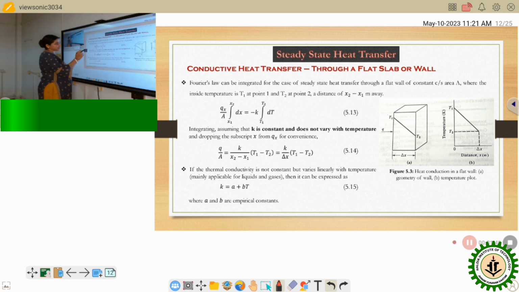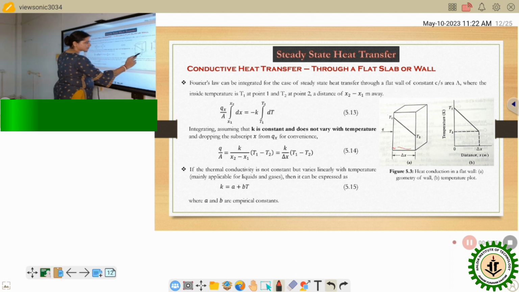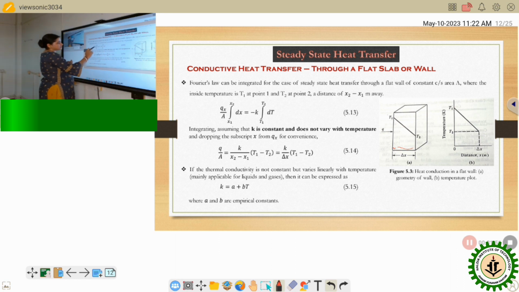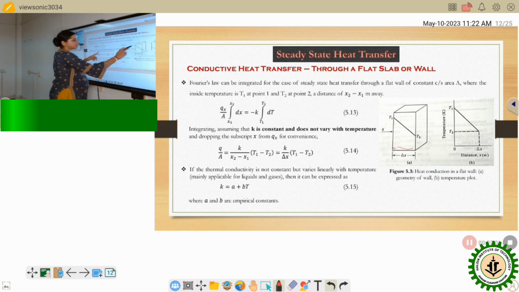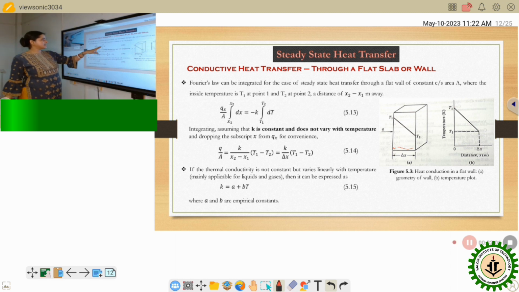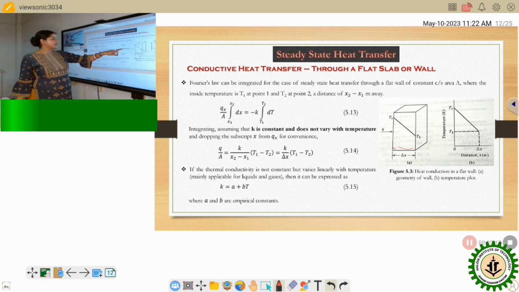So how can I integrate it? Qx by A is constant, it does not change. Only the thickness will change, gradually going from x1 to x2. So integration from x1 to x2 of dx equals minus k, which stays as it is, times the integration of dT from T1 to T2. While integrating, we assume that k is constant, meaning thermal conductivity is constant, because thermal conductivity depends upon the composition of the material, and we assume it does not vary with temperature.